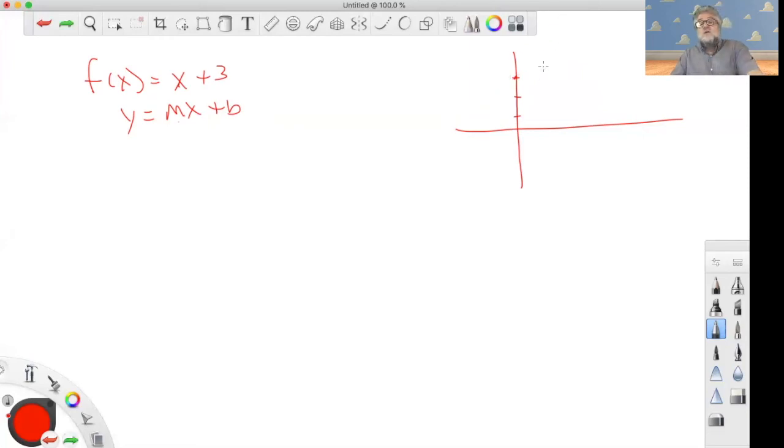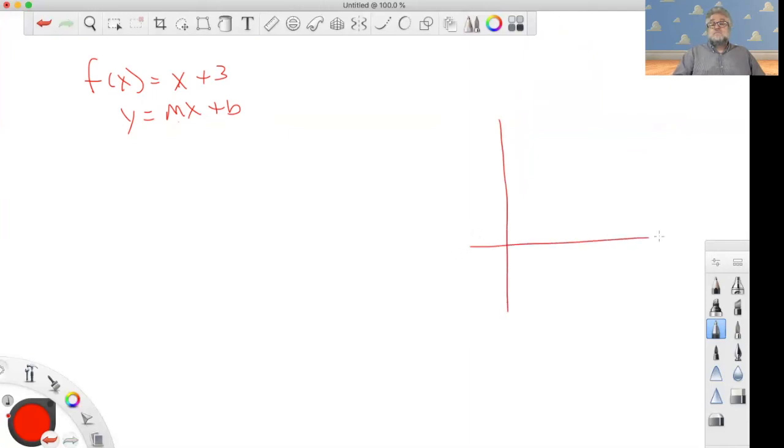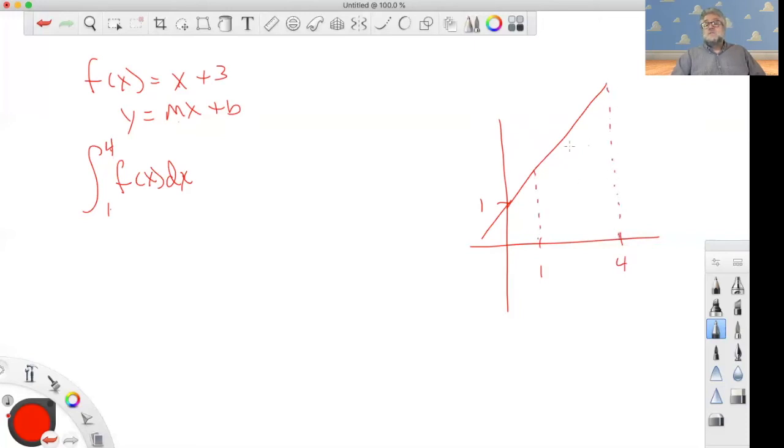I got to do it a little lower. There we go. So there's 1. And we're doing it. I want to know what's the area under the curve from 1 to 4 of f of x. I want to know when I go from 1 over here to 4, what's the area underneath this bad boy? What's the area underneath that?